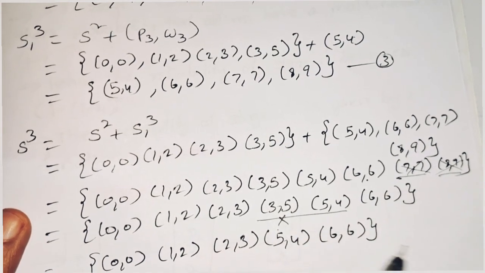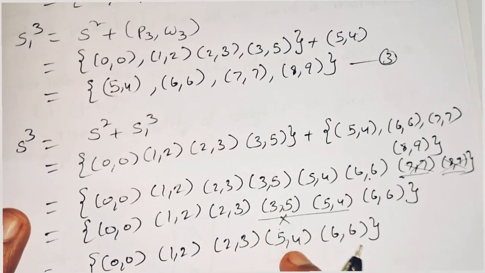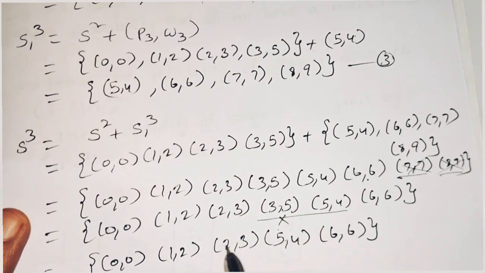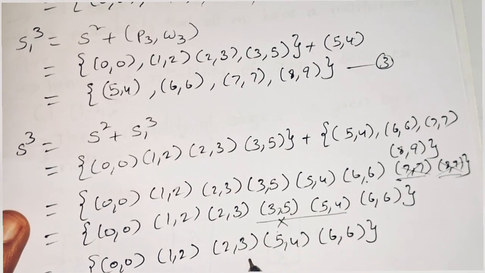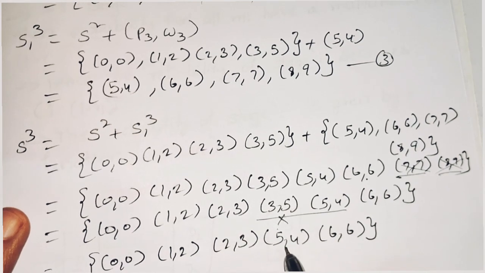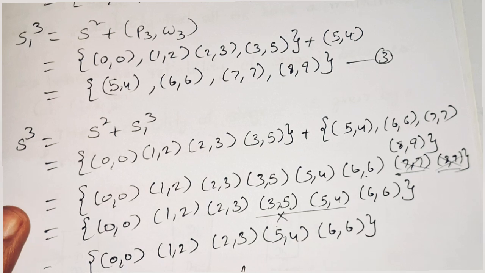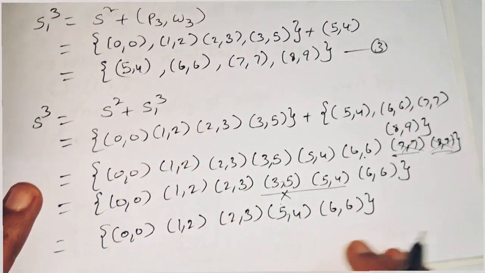So we can simply check whether the given sets are in ascending order or not. Instead of checking this dominance rule, we can check whether the adjacent pairs are in ascending order or not. Okay, so this satisfies the dominance rule.